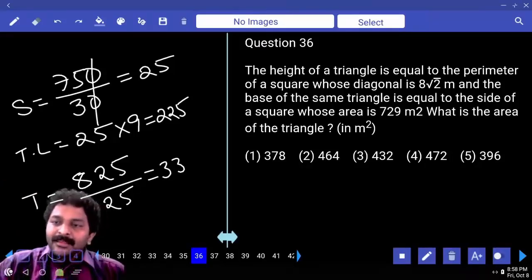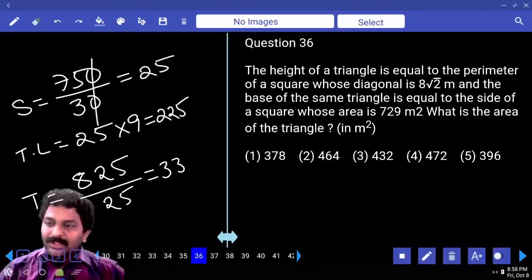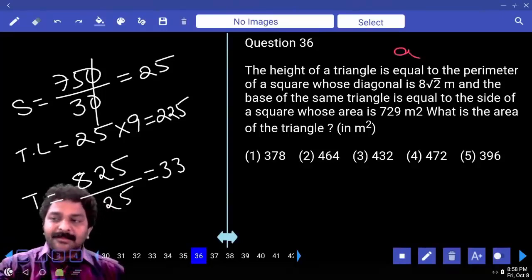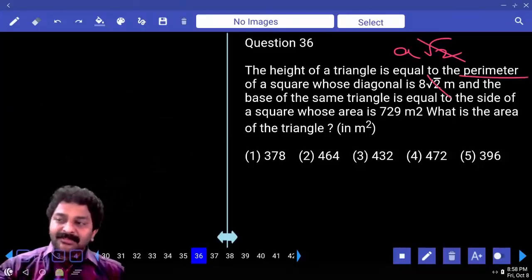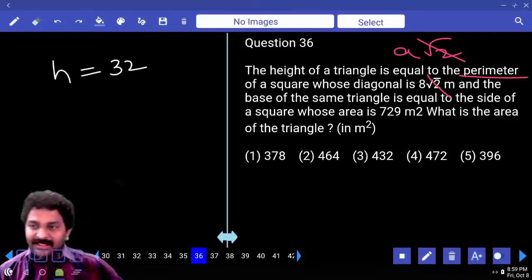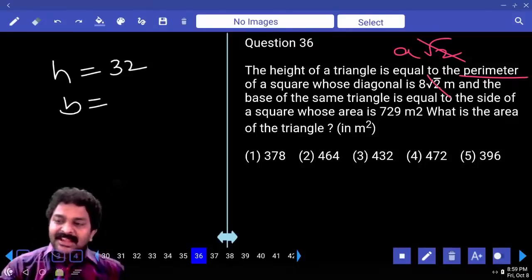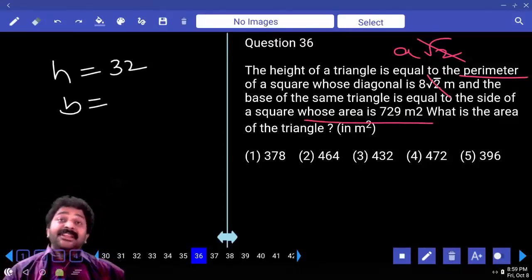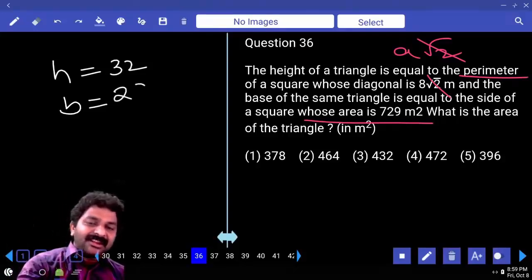Okay. Height of the triangle is equal to the perimeter of the square whose diagonal is 8 root 2. Diagonal of the square is a root 2 only. Root 2 gets cancelled. A is equal to the perimeter of the square, 4 times a. 4 into 8, 32, which is equal to the height of the triangle. Base of the same triangle is equal to the side of the square whose area is 729. 729 is which number's square? 27. So the side of the square is 27. Then the base of the triangle is 27.